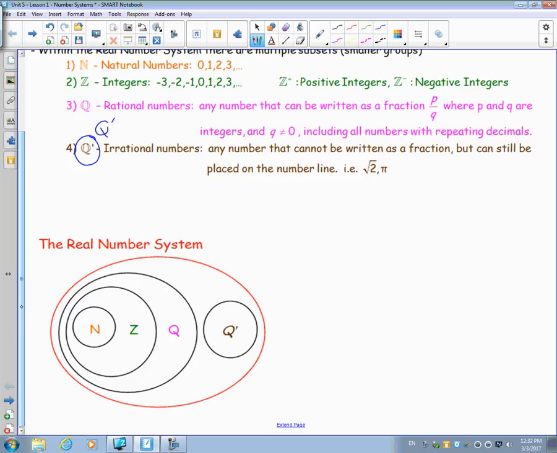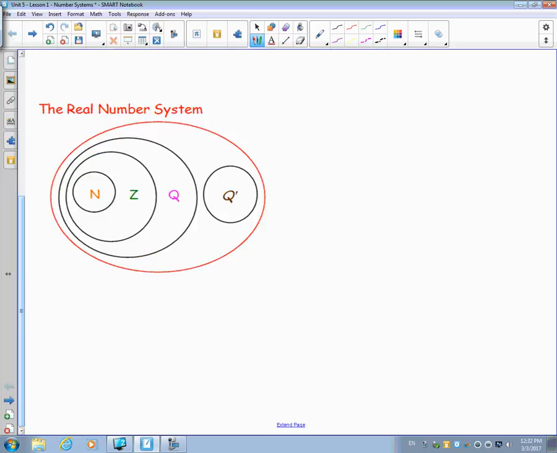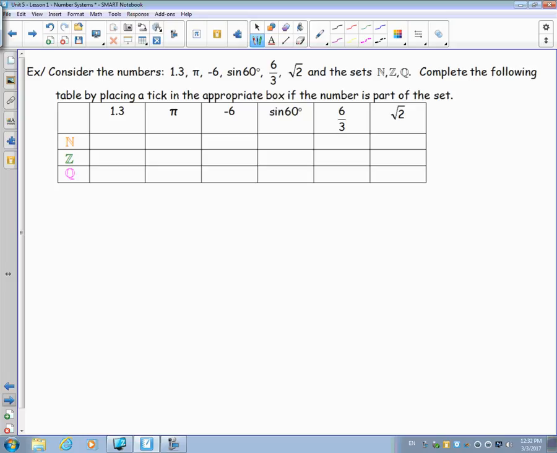Okay, if we look at the idea of these sets, now the real number system is a series of circles. You have your natural numbers inside, then you have integers, that includes all the natural numbers plus some more, then all the rational numbers, which includes all the natural, all the integers, and some more, and a separate set, things that aren't rational, and altogether that makes our real number system. So take a look at some ideas here. I have some numbers. Can you classify them for me by making check marks in which box they fit in?